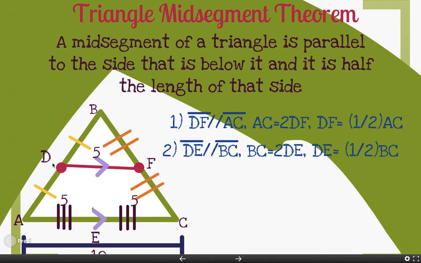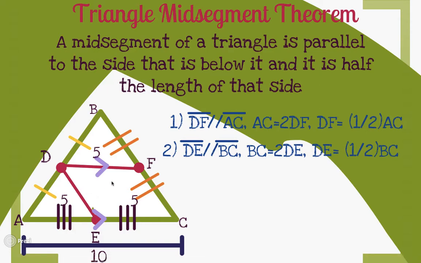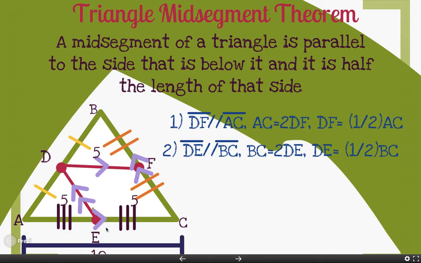DE is right here. DE is parallel to the side underneath it on the triangle, which is BC. So DE is parallel to BC, and that means that if you double DE, you will get BC, or vice versa. If you halve BC, you'll get DE.